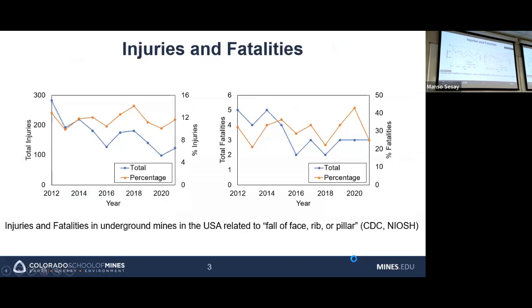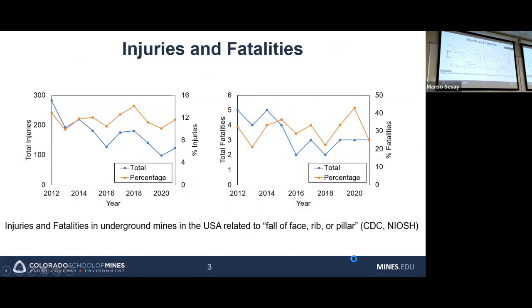But despite this advancement in the design methods, we can still see pillar failures and roof failures. And you can see in this figure, the total injuries and total fatalities. For the last 10 years, the total injuries and the fatalities haven't gone down, despite the advancement in numerical modeling techniques, as well as the lab facilities and lab testing.